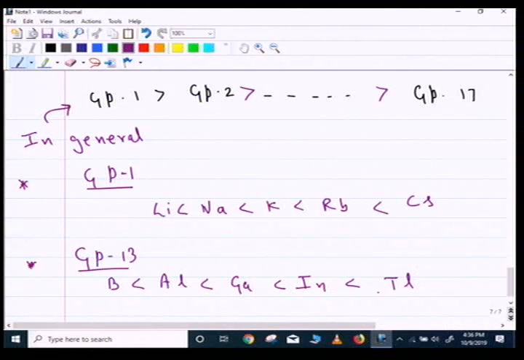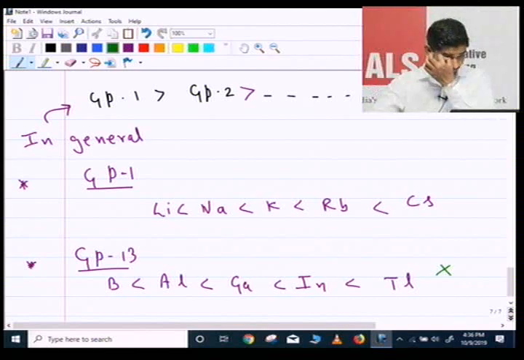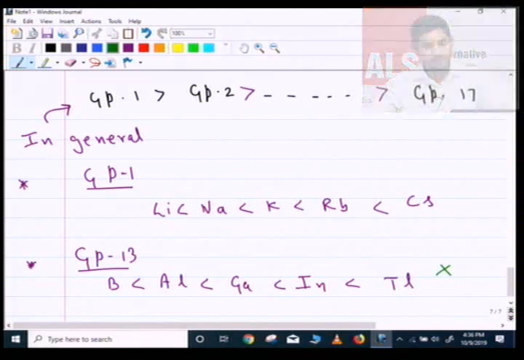So guys, this should be the correct order for group 13 elements, but unfortunately this is not the right answer. See, this order is not correct. First of all, copy this and then we'll discuss why this order is not correct. Copy this. We'll see its correct order.